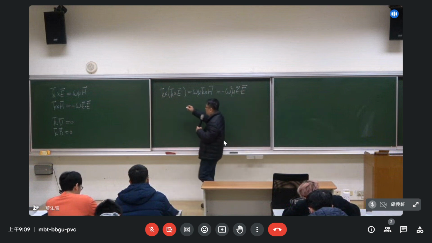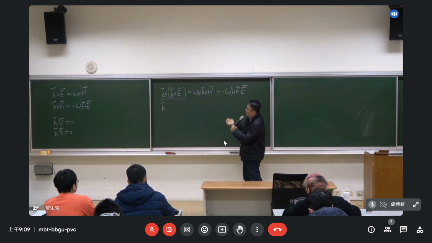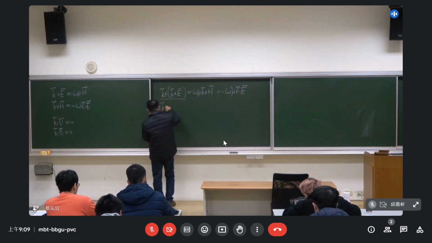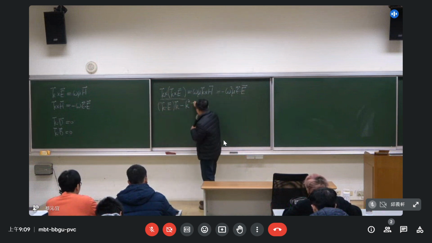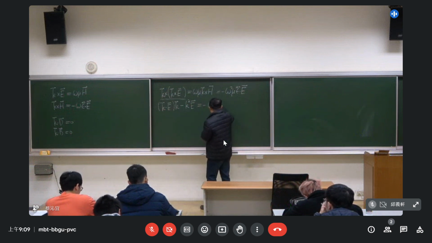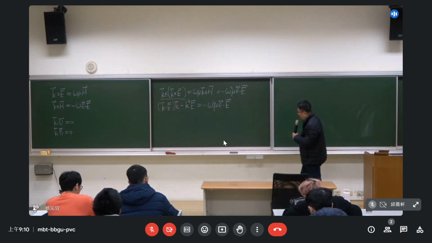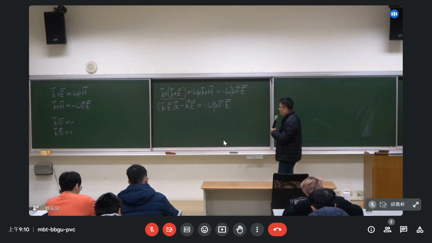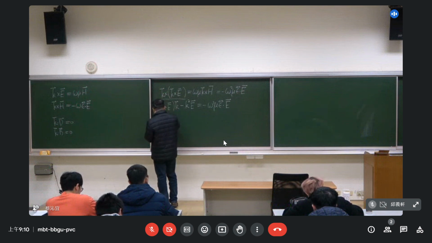So according to vector analysis, we know that this combination of vectors can be written as K dot E times K minus K dot K, which is equal to K squared times E. And this is equal to minus omega squared mu epsilon times E. Here, epsilon is the permittivity tensor.